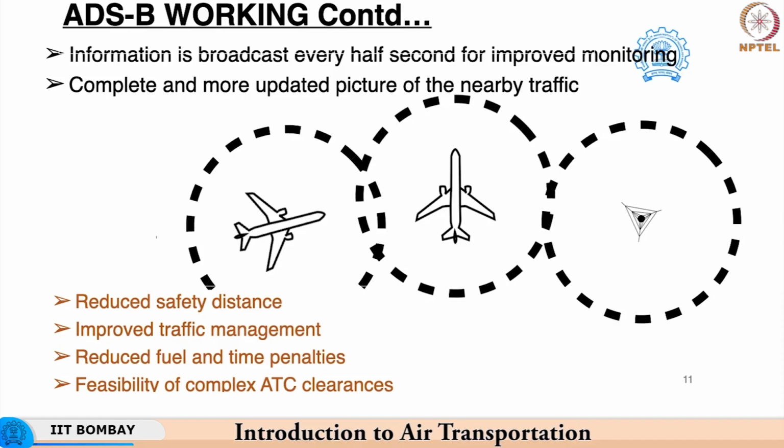Because of the efficient handling of the flight routes, there is an underlying advantage associated with reduced fuel and time penalties. Moreover, because of the presence of these automated display units, the ATC controller is able to provide more complex ATC clearances. So, based on the current scenario, the ATC controller can deviate away from the set norms to carry out a particular maneuver which would be required to carry out safe operation of the aircraft. So, these are some of the most notable advantages associated with ADS-B.